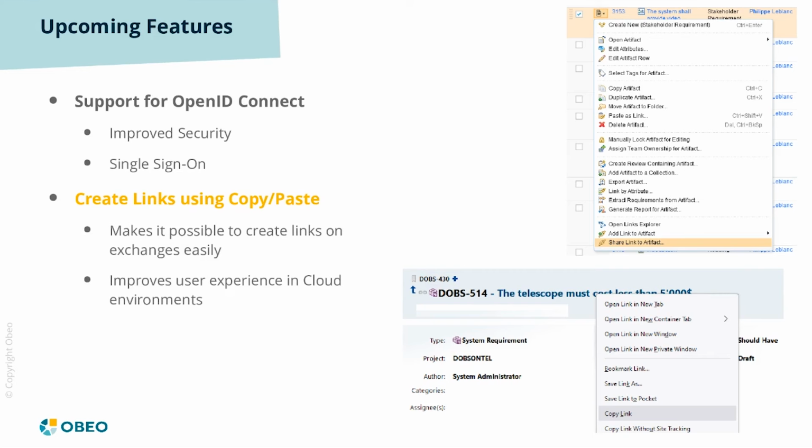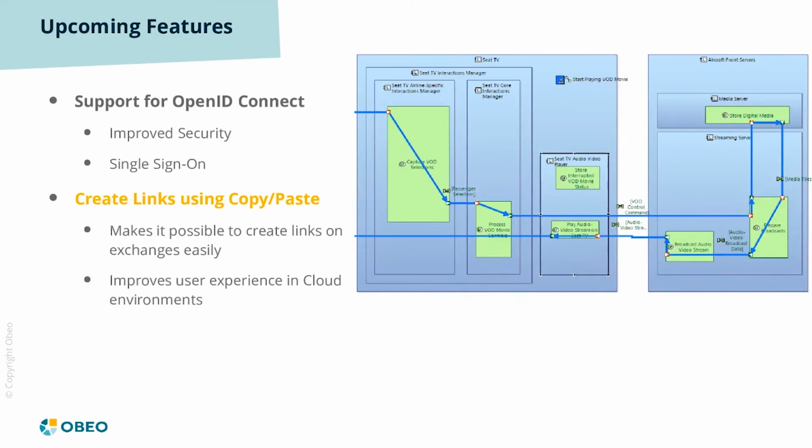So basically, you will be able to create the links by copying an artifact, either in Polarion or DOS or whatever repository you use, and then going to Capella, selecting your component, following function or whatever, and Control-V to paste. And that will just create the link as if you had dragged and dropped the requirement or artifact in on this component.